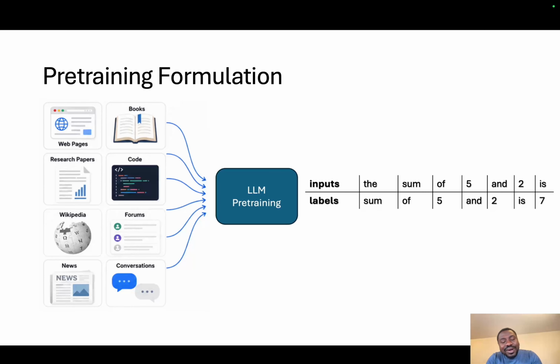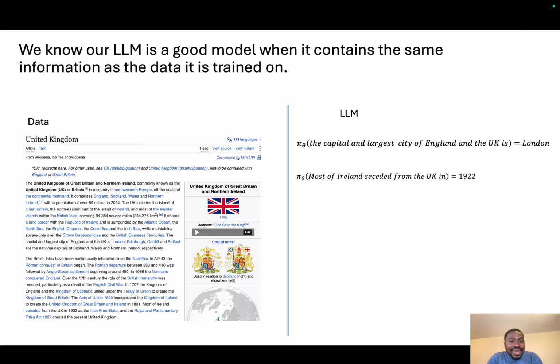One way of looking at it is you're reading a book and you want to predict what happens next in the book. You could think about it that way, giving the past, what happens next. And one of the interesting things is, if you think about an LLM, we know that an LLM is a good model when it contains basically the same information as it is trained on, which really means that if you ask the model a question, it gives you similar output as you would have gotten from the data.